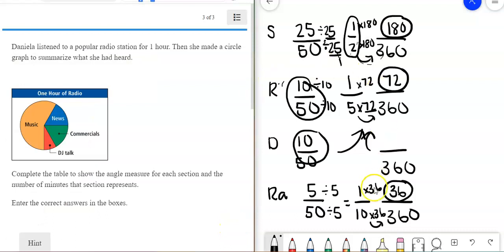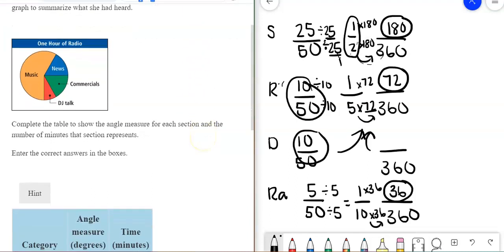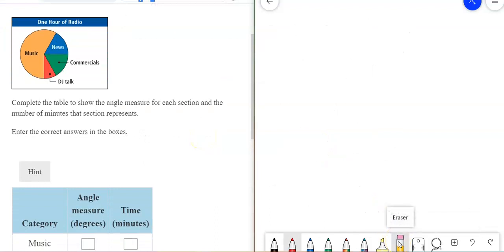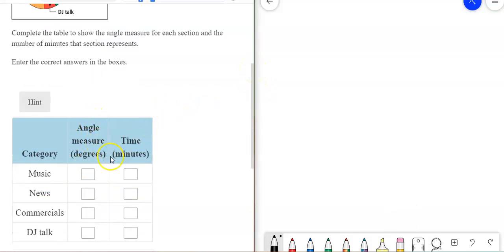Okay, next. Daniela listened to a popular radio station for 1 hour. Then she made a circle graph to summarize what she had heard. So I'm looking at here, music, we did a lot. So we're going to complete the table. So the angle measure, using your protractor, you got music to be 210, news to be 60, commercials also 60, and DJ talk 30.